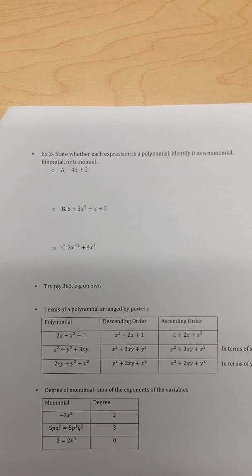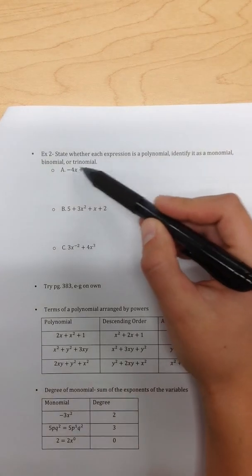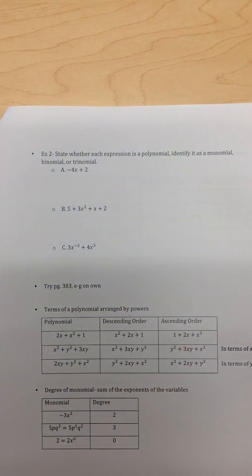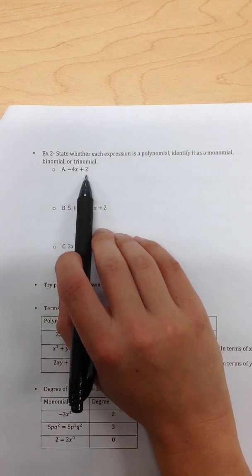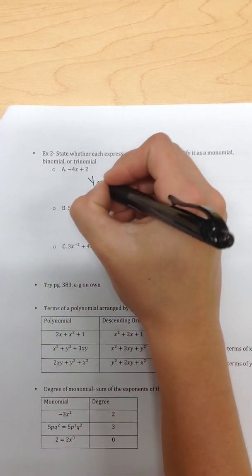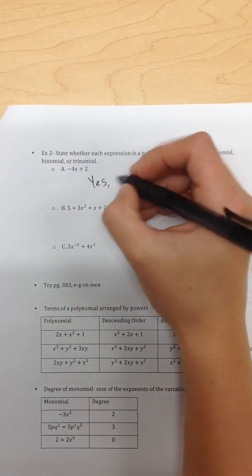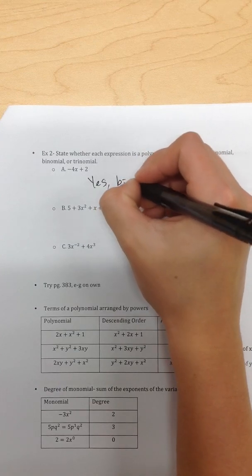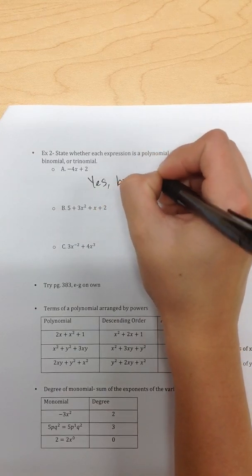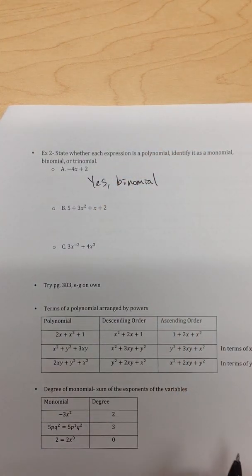Okay, so if we're looking at that first one there, we've got negative 4x plus 2. I don't really see anything wrong with that because it's all products of variables and numbers, so that's good. We do have a plus sign in there, but all that means in this case is that it's splitting up 2 different terms. So since we have 2 terms here, yes, it's a polynomial, and specifically, it's a binomial because there's 2 terms there.